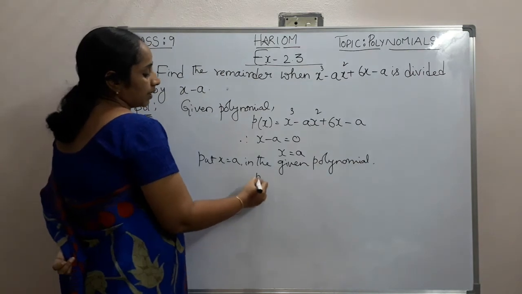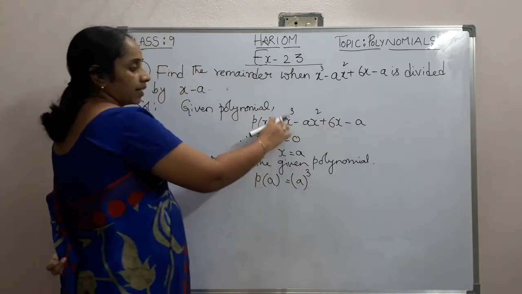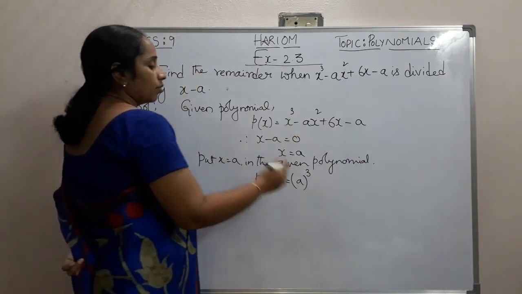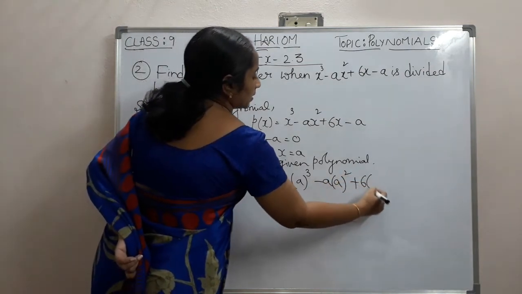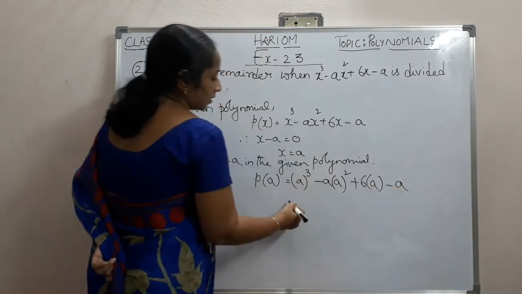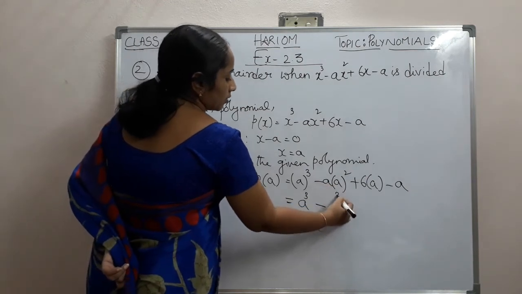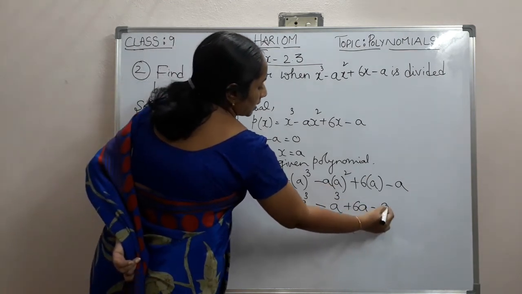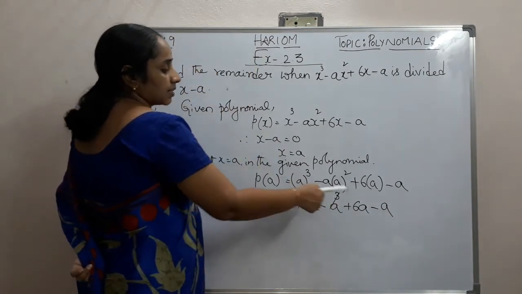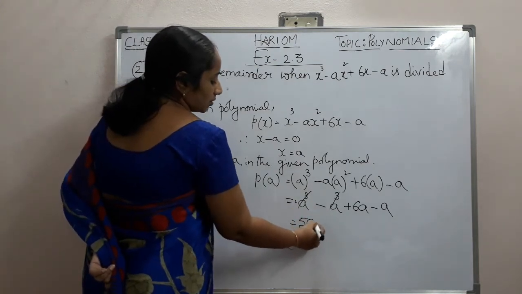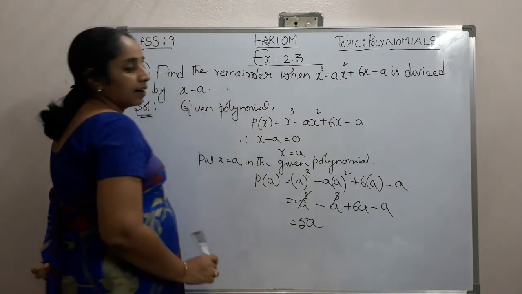That is p of a is equal to a whole cube. Wherever we have x, there we are taking a. A whole cube minus a into a square plus 6 into a minus a. Here a cube minus a into a square, a cube, plus 6a minus a. Here a cube minus a cube gets cancelled. 6a minus a is 5a. Okay, this is the remainder.